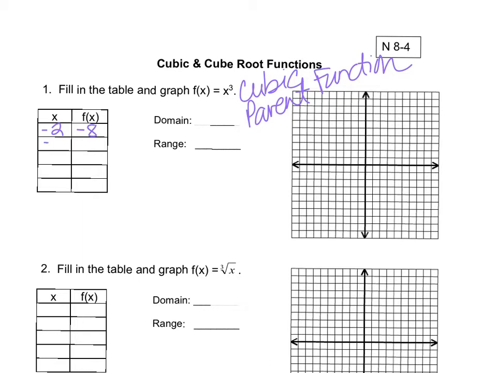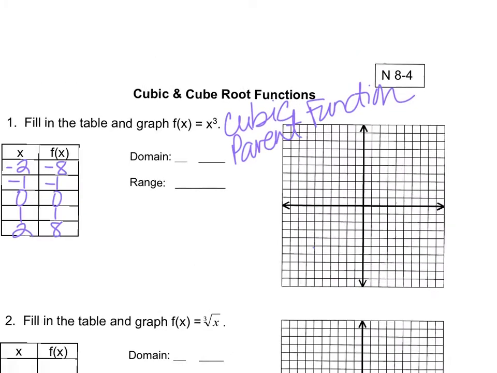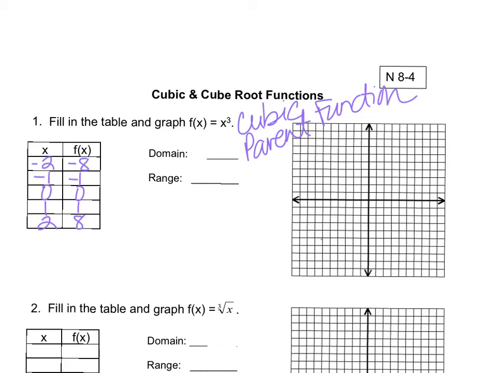And then plug in the next number, so -1. -1 cubed would be -1. 0 cubed would be 0. 1 cubed would be 1. 2 cubed would be 8. So let's go ahead and plot those points. And -2, -8. -1, -1. 0, 0. 1, 1. And 2, 8. Now we could keep going if the graph was larger.